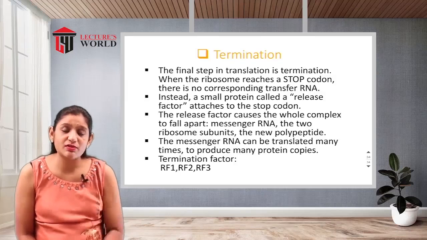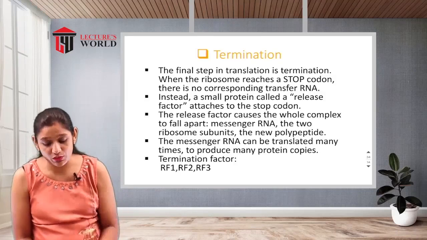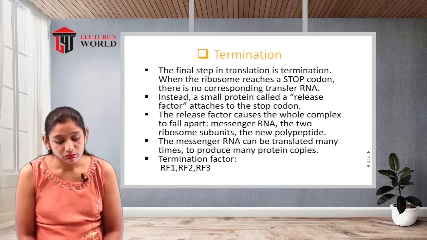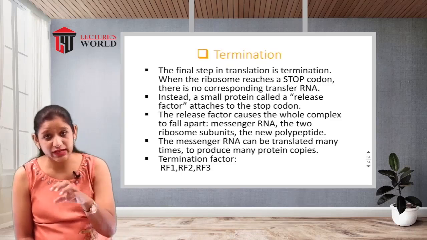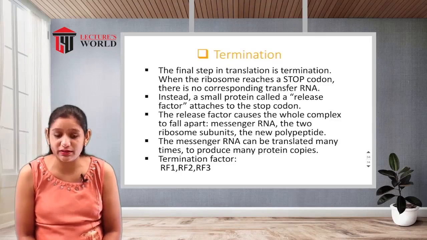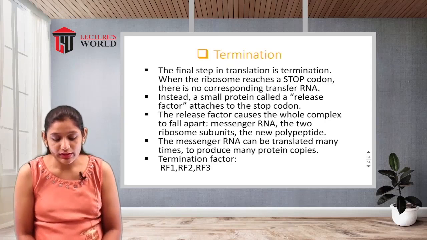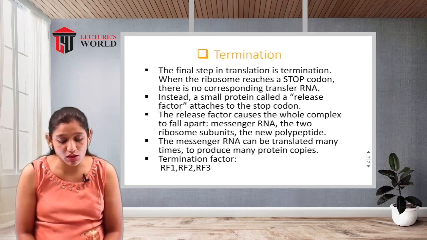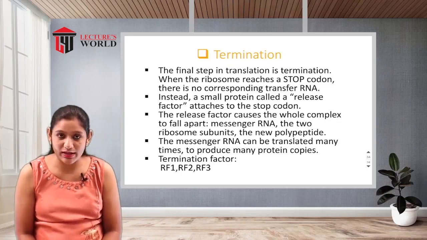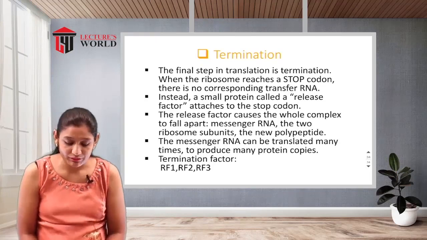There are 3 types of stop codons, also called release codons or nonsense codons, which have no corresponding tRNA. Instead, a small protein called the release factor attaches to the stop codon. The release factor then causes the whole complex to fall apart, into the mRNA and the two ribosomal subunits, leaving the new polypeptide.